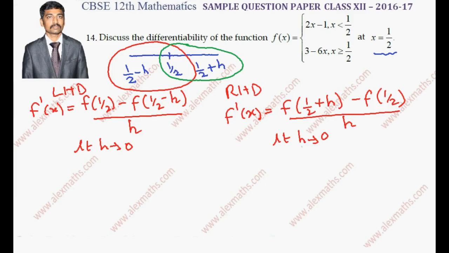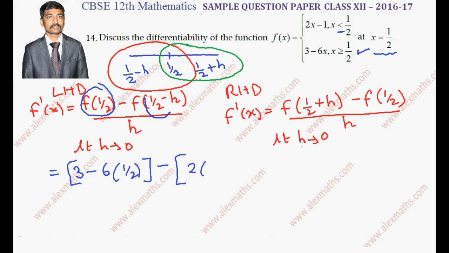Now let's do the left hand derivative. In left hand derivative, for f of 1 by 2, I should use the second function because there we have greater than or equal to 1 by 2. So this is going to be 3 minus 6, instead of x, I should put 1 by 2. Then minus f of half minus h, which is less than, so I should use the less than function. Open a bracket, put 2. For x, I have to put this entire function, half minus h. Then minus 1, then whole divided by h, and we have limit h tending to 0.